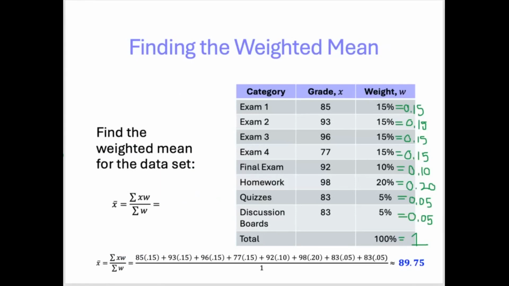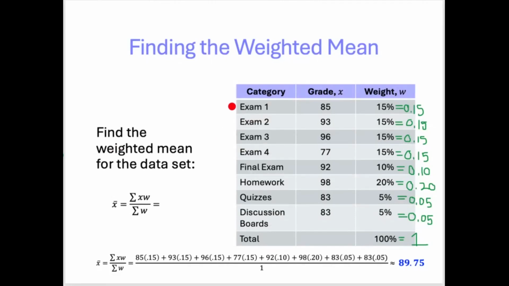Now let's go over finding the weighted mean. A weighted mean comes when we have data points that have different weights in the distribution. In other words, they count for different percentages. So for example, a place that you see a weighted mean might be for your grade at the end of the semester. This is an example for a student.